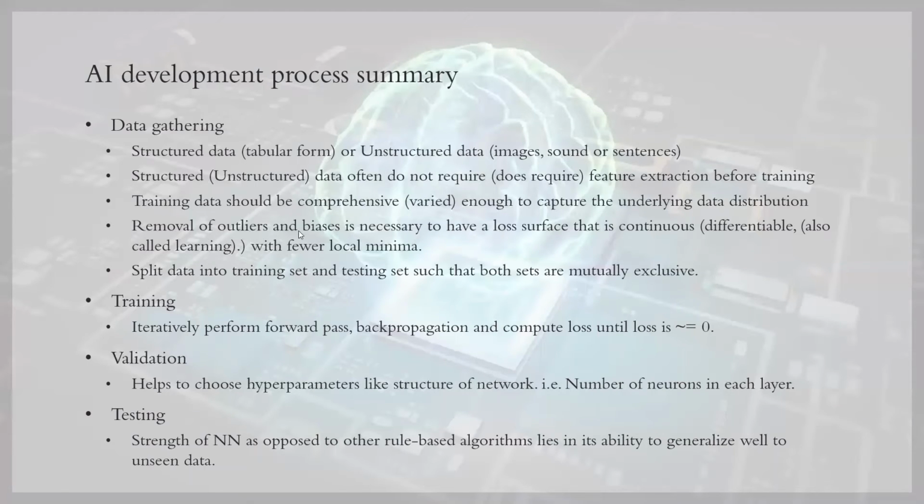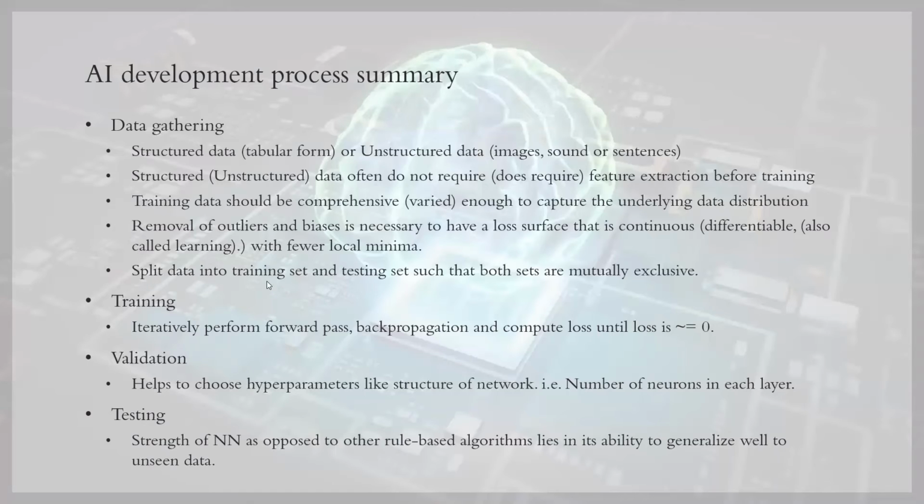Then removal of outliers and biases is necessary to have a loss surface that is continuous, differentiable with fewer local minima. This is slightly technical. I will explain this when we go back. But basically you need to remove outliers. You cannot have something that will skew your data. Something that may not happen so often, better not to have it.